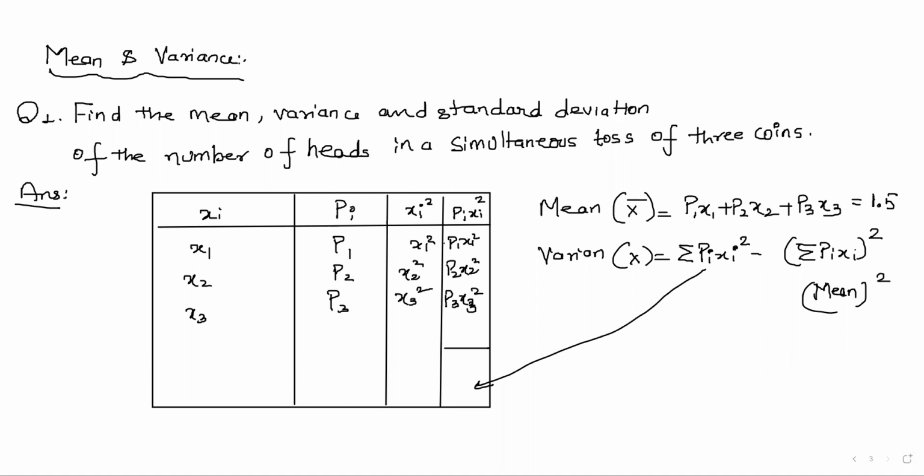So should we convert the values of mean and variance to decimal, or can we keep it in fraction? In fraction also it is fine. Okay.